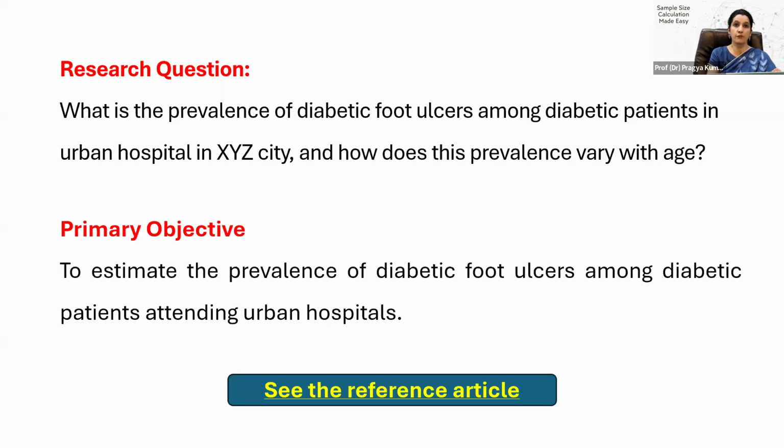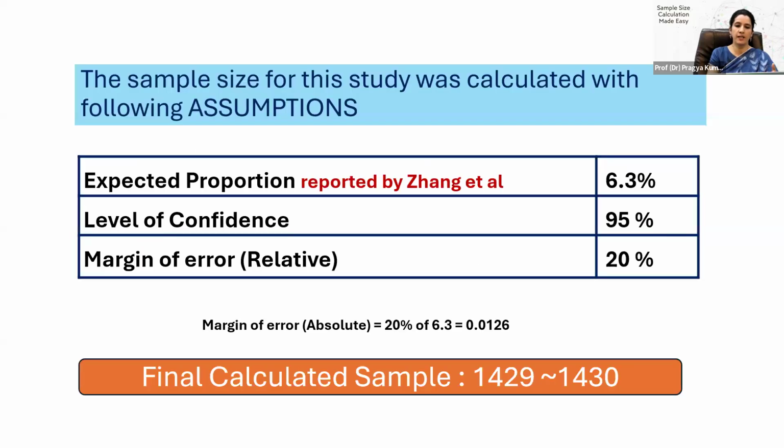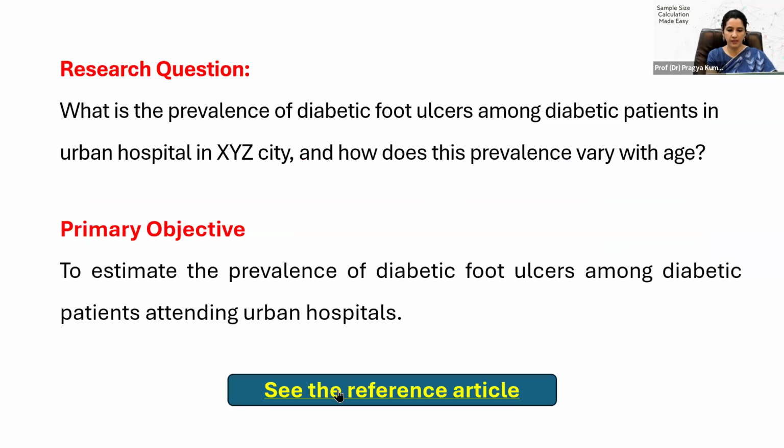What is the prevalence of diabetic foot ulcers among diabetic patients in urban hospital, and how does this prevalence vary with age? So my primary objective is to estimate the prevalence of diabetic foot ulcer among diabetic patients. If you see the reference article, the expected proportion, I have taken the reference from this Zhang et al.